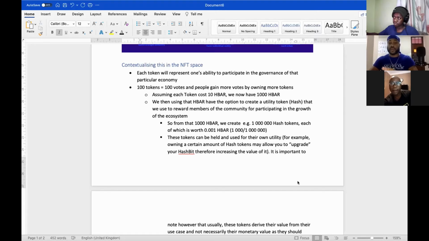I think you've laid a really good foundation for what's going to come next, because the rest of my presentation is going to use practical examples to break down what was said. So let's go through that 100 tokens thing. Let's assume each token, which in this case means NFT, costs 10 HBAR. Now we sold each and every one of those, so we have 1,000 HBAR within the treasury of Hashbits.